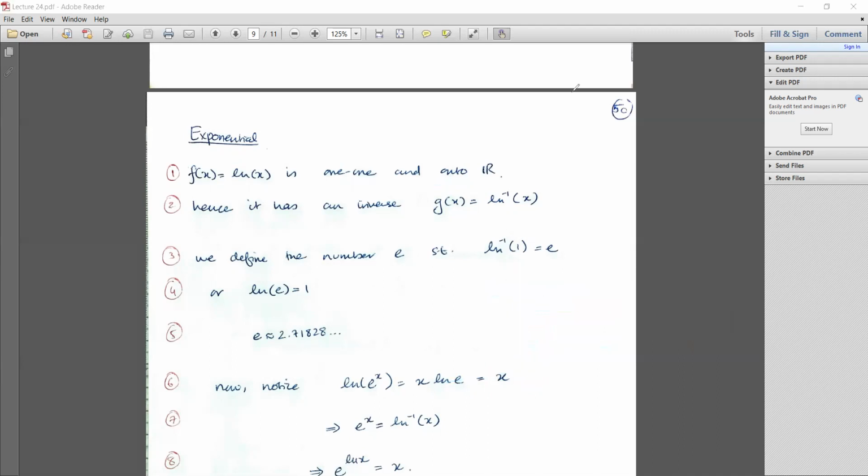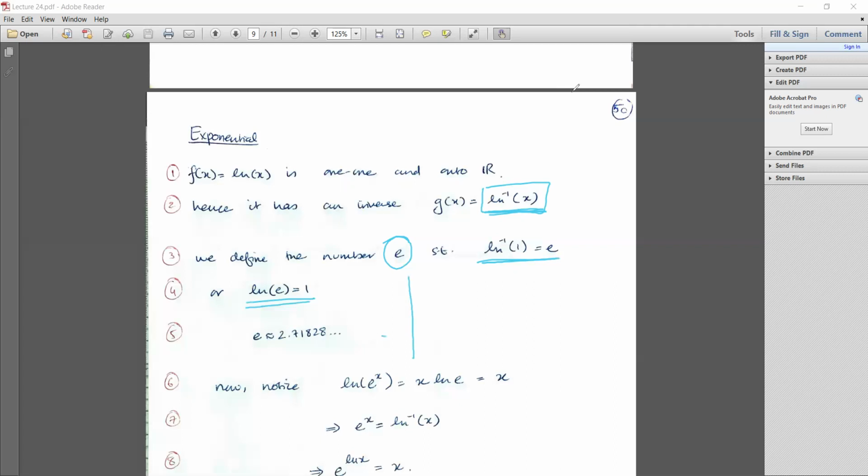Let me call that inverse ln inverse of x. It must have a well-defined inverse. Now I'm going to define a number, which I'm going to call e, such that ln inverse of 1 is equal to e. Basically, I have to find that number such that ln inverse of 1 is equal to e, or equivalently ln of e is equal to 1.